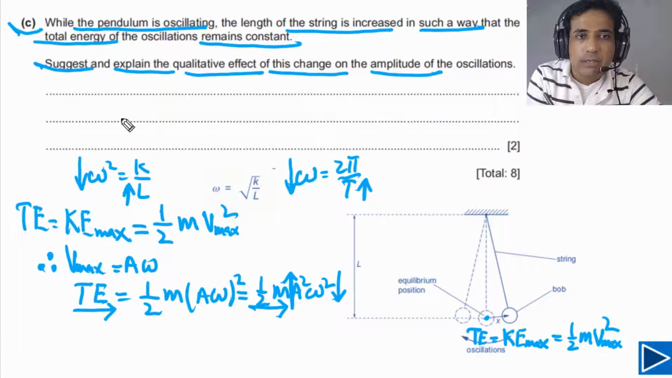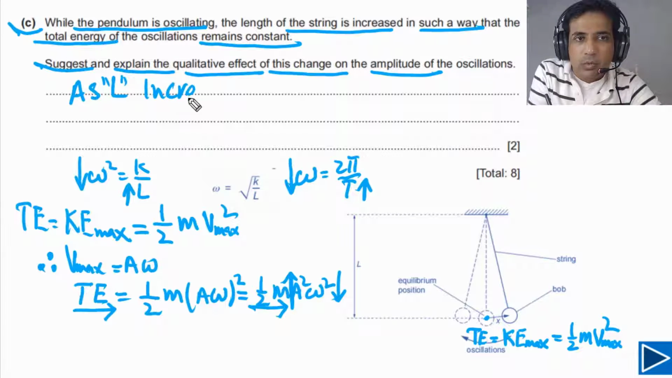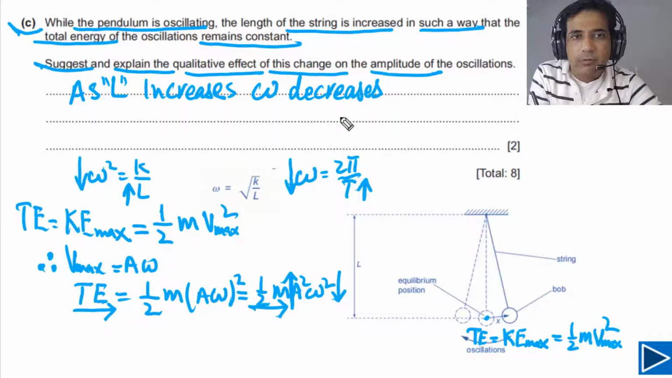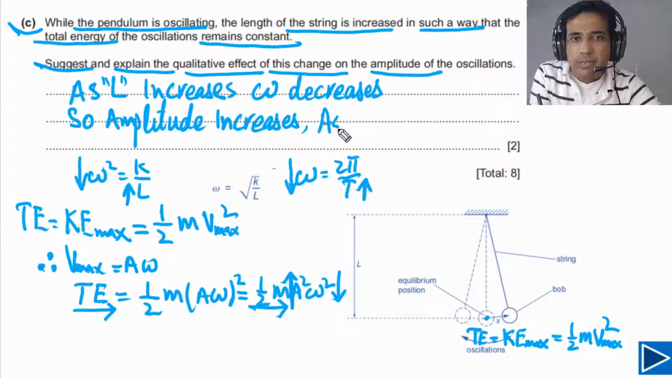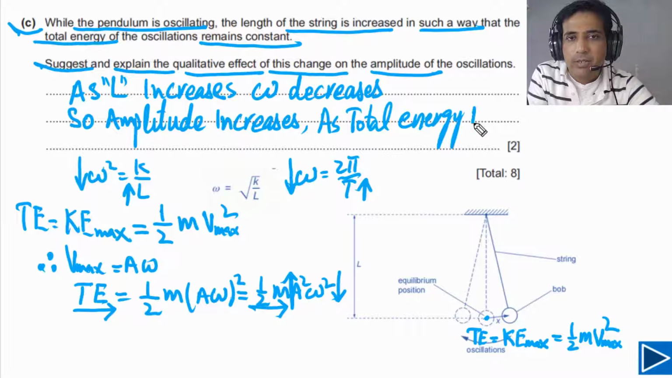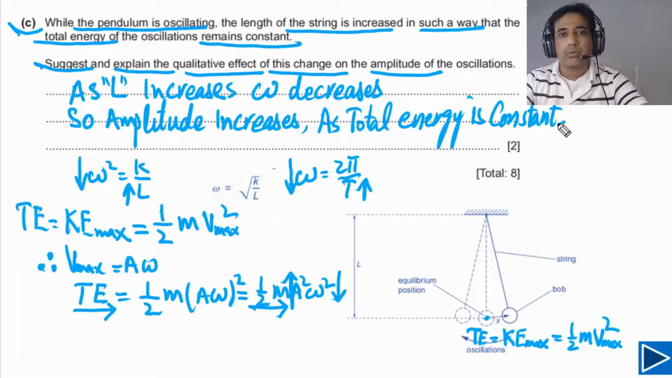So first thing you can say in this case, as L increases, omega decreases. So this is first thing you can write down. Omega decreases. As omega decreases, amplitude increases. So we can say amplitude increases because total energy is constant. Or simply you can say as total energy remains constant. So that's all what you need to write down for this question.